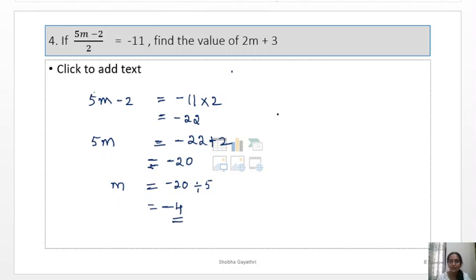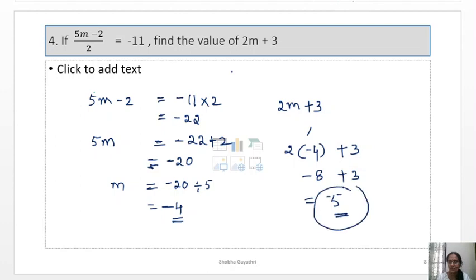It is not enough if you find the value of m now. We have to find the value of 2m plus 3. Now you got the value of m as minus 4. It is plus 2 into m, I will not write the multiplication sign here. m is equal to minus 4. Now minus 8 plus 3 is equal to minus 5. That is your final answer.